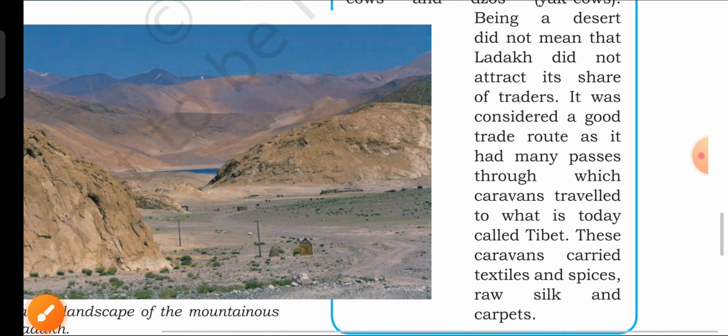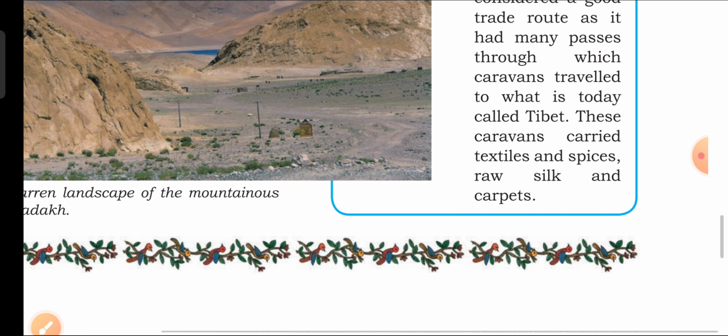And these caravans carried textiles and spices, raw silk and carpets. So apart from wool, what are the other things which are traded here? Spices, raw silk and carpets. See carpets, especially Kashmir carpets, are very famous, isn't it? So all these are manufactured here, and raw materials are also taken from there. If they are bought by China or by Arabs, they will design them according to their own customs or their own design. So that is why they used to purchase this raw silk as well. All right.